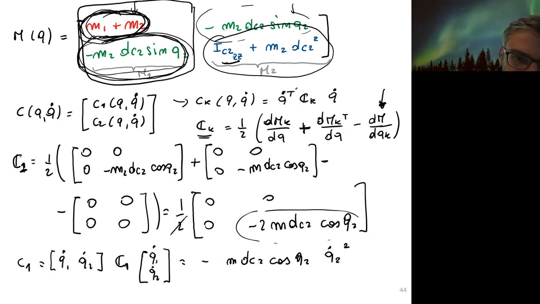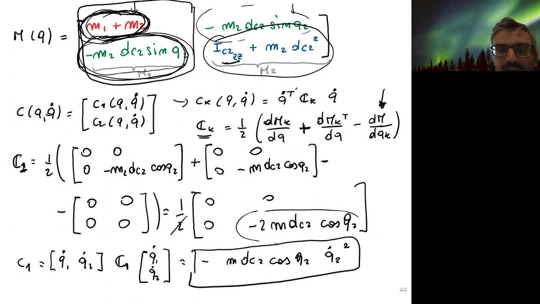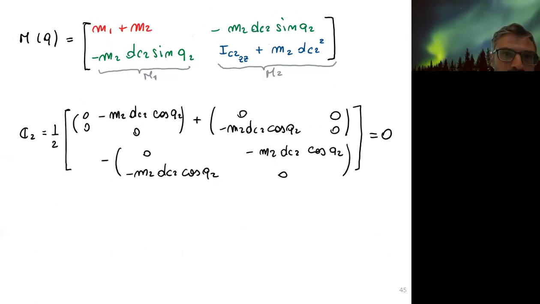So this is the first coordinate of the Coriolis centrifugal vector. We see that we don't have any Coriolis here. We have only something that is quadratic in the joint velocity, and this is only a centrifugal term. While for the other one, we take the second column. We do the same trick.